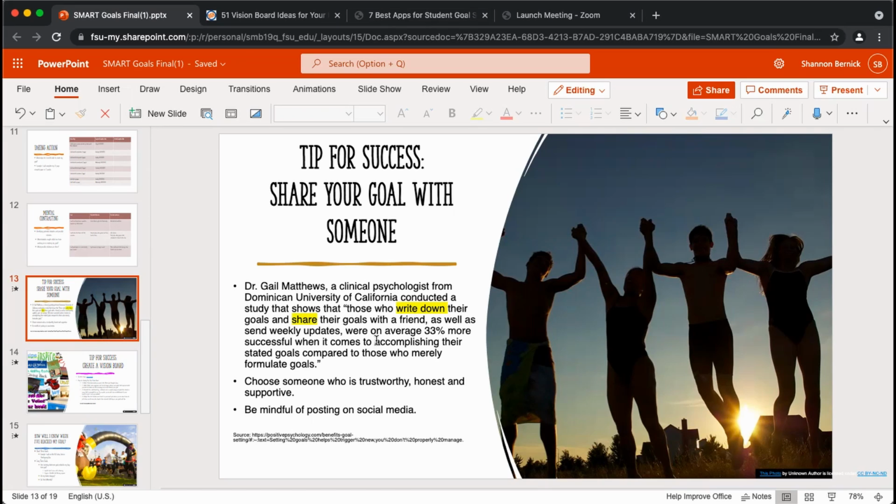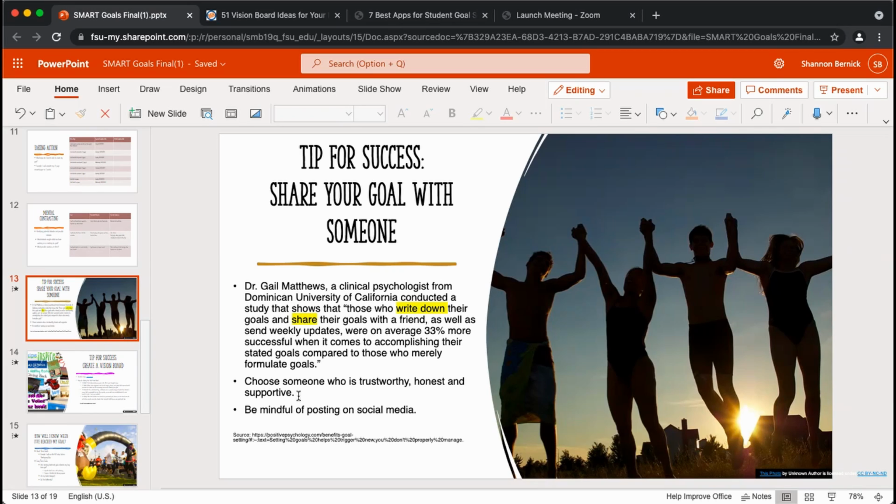Some technologies already have this feature built into them. And then, of course, a lot of people like to share things on social media, or share things interpersonally with their friends and family. While this has been shown to be very beneficial through research, I want to caution you to choose someone who is trustworthy, who is honest, and who is supportive.